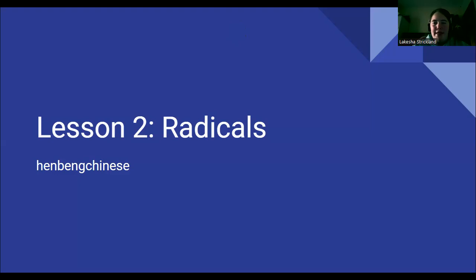So today we're on lesson number 2 and we are going to be looking at radicals. Another quick, brief introduction to a really important aspect of Chinese. Before you can really look at characters, it's important to understand what a radical is, which is what we're going to go over today. So let's get into it.